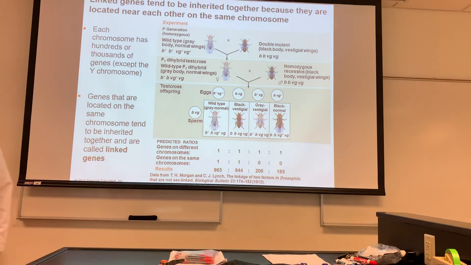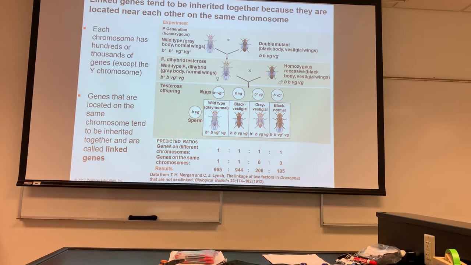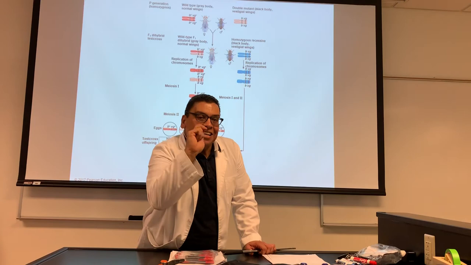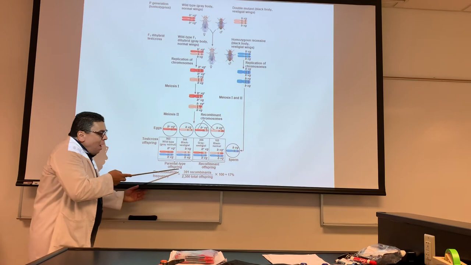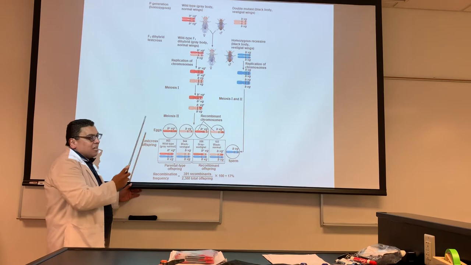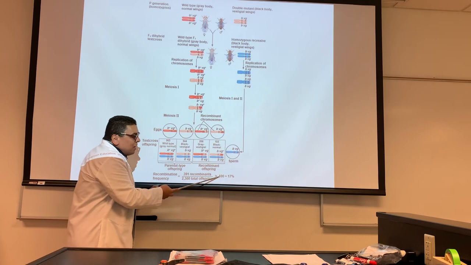Okay, what do we do with it? Thomas Morgan, who put all of this together, said, wait a minute, I can use these numbers to figure out the distance between the two genes. I mean, this guy is clever. He took the total recombinants, that means he added these two, divided it by the total number of flies that he counted, and obviously he got a ratio. And he multiplied it by 100, and he got the number 17%.